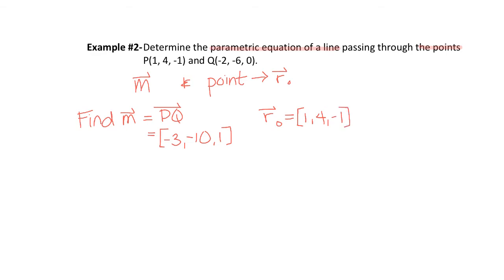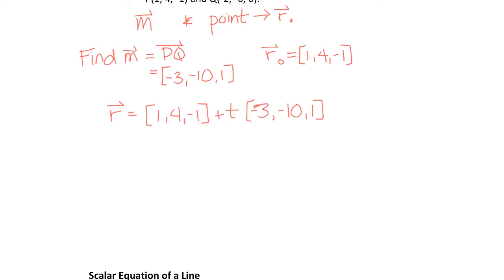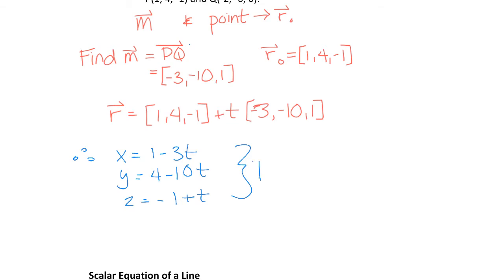So I can write out now my vector equation. I can write out 1, 4, negative 1 plus t times negative 3, negative 10, 1. And then from that, it's really easy to see my parametric equation of that line. So x is equal to 1 minus 3t, y is equal to 4 minus 10t, and z is equal to negative 1 plus t. And this is our parametric equation.